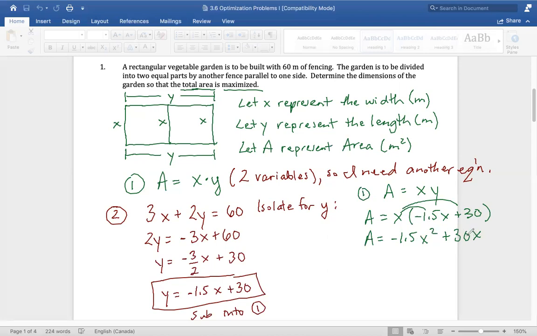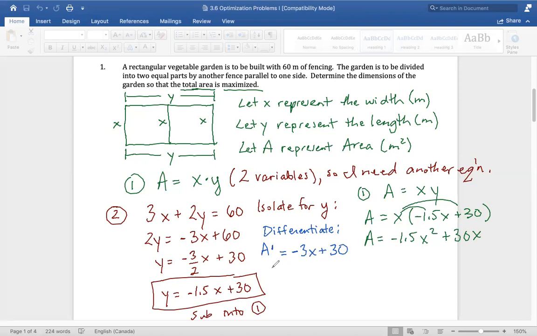I'm just looking at my space. I'll try to fit it in on here before we move on. So to differentiate, I want to get the derivative of the area function, right? So A prime equals, what's double 1.5? Negative 3x plus, that would just be 30, x to the power of 0. So my derivative function is negative 3x plus 30.